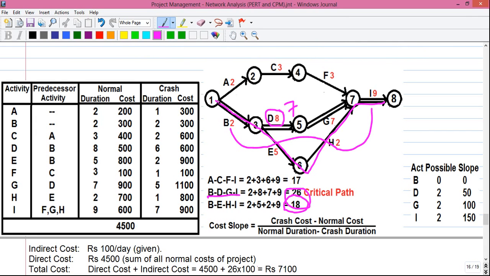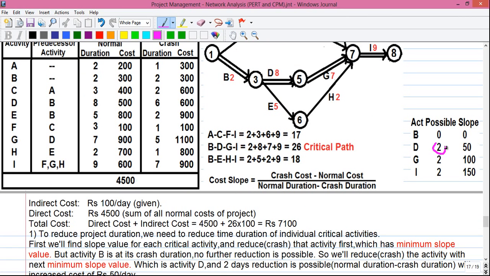In some questions, after doing any crashing, a new critical path may be formed. So we may get 2 parallel critical paths throughout the network. In that case, we have to reduce the time duration for each critical path simultaneously. We have 2 reductions possible for activity D. We have reduced only one, from 8 to 7. Now we reduce it from 7 to 6.